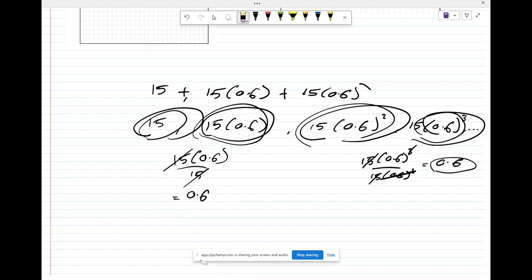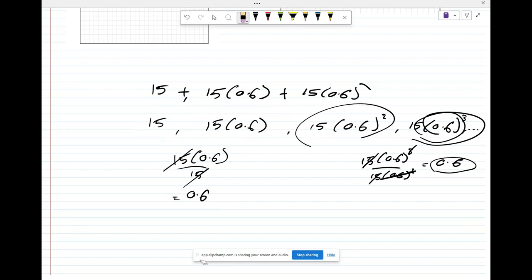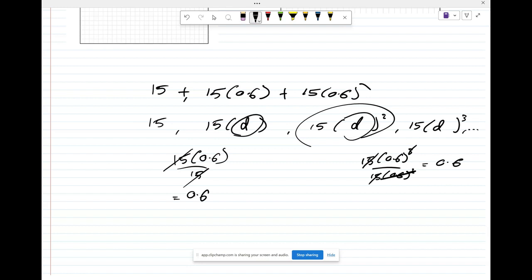And why this is useful is, it won't come up in this question, but another thing I should just mention is, if this was, instead of 0.6, it was d, like this, and we want to figure out what d was, basically.